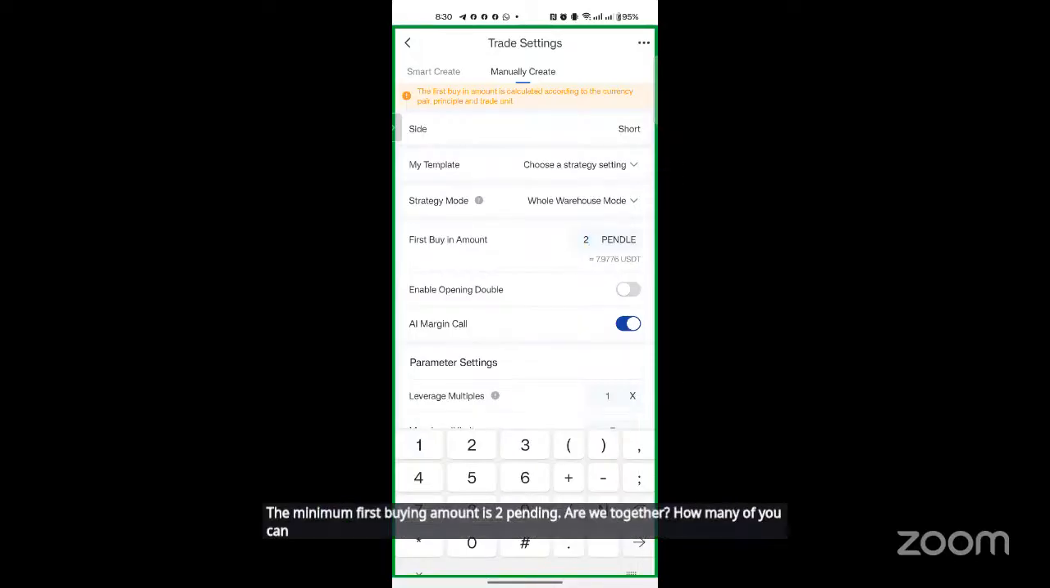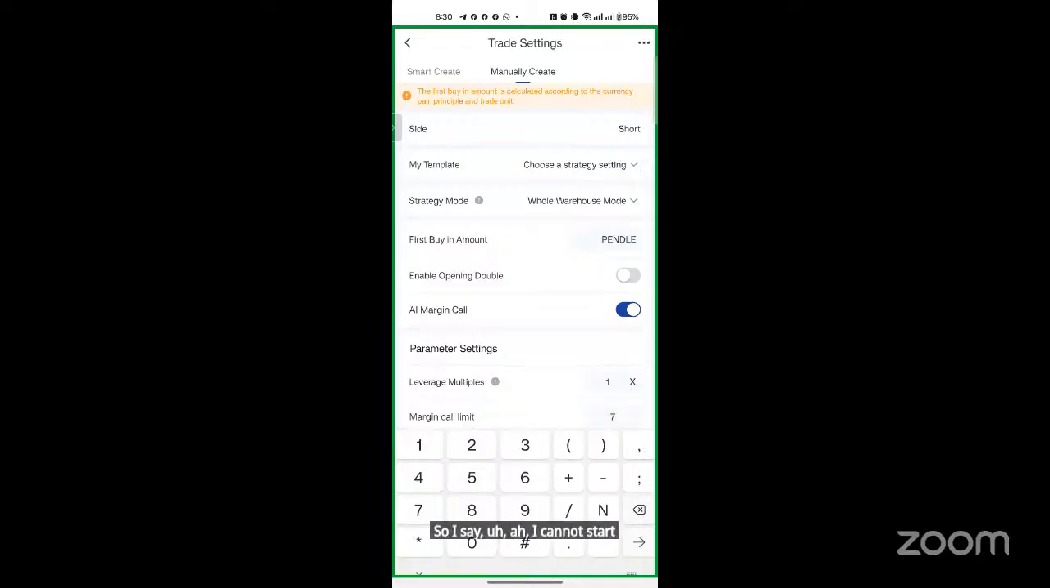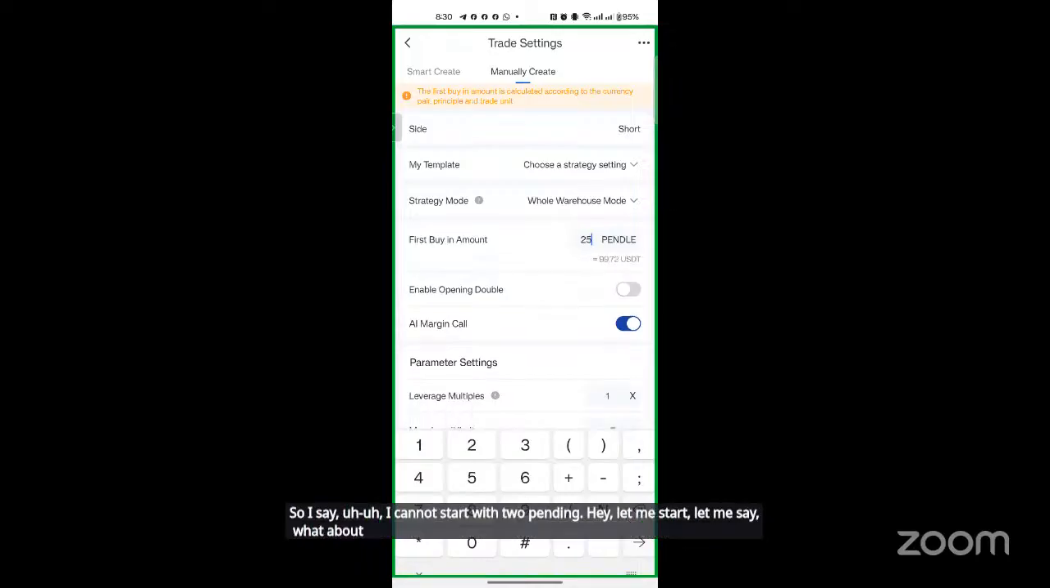The minimum first buying amount is 2. But I have my capital, something like $300. So I say, I cannot start with 2. Let me say, what about 25?